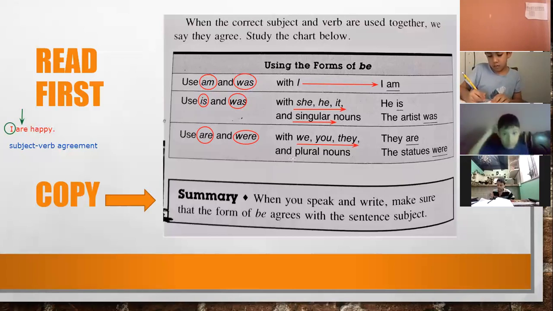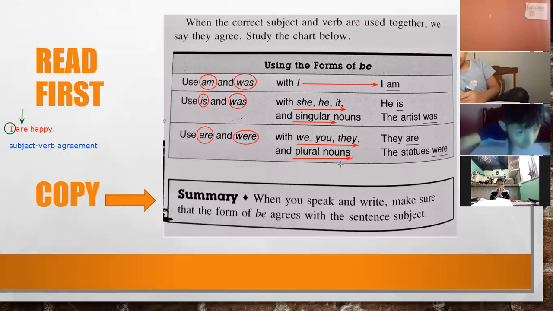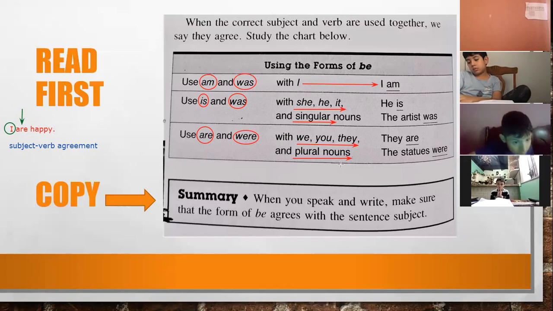Or also says here, in plural nouns, like my sisters or people were. People is a plural noun. People were, animals were, flowers were beautiful last week. I saw the flowers in a garden. They were beautiful. They were, plural noun. Now the summary you have to copy: when you speak and write, make sure that the form of be agrees with the sentence subject.